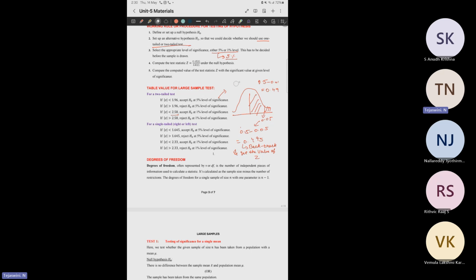It is better to know the standard values for z for 5% and 1%. Suppose if you forget, you can use this method to find the value of z in the exam.